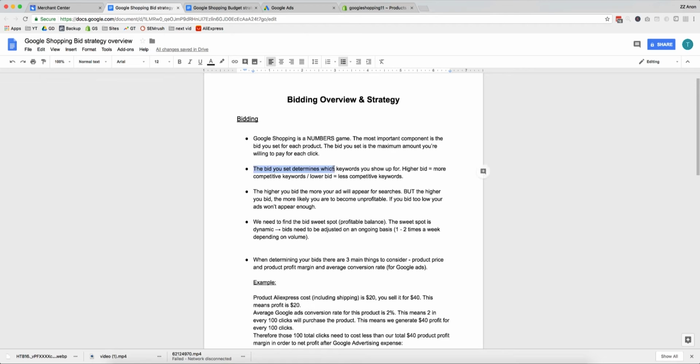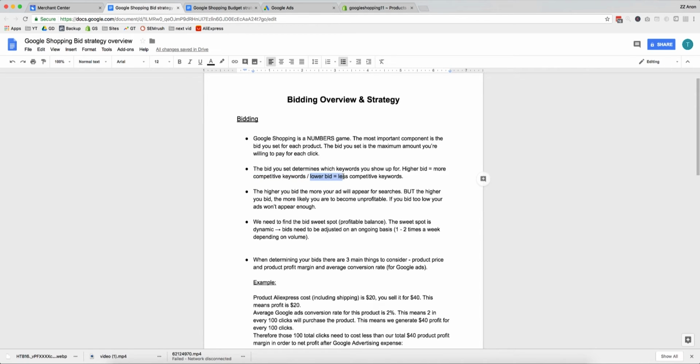The bid that you set determines which keywords you show up for. If you're bidding high on a product, that product will display ads for more competitive keywords. For example, if you're advertising a whiteboard, the most competitive keyword will be something like "buy whiteboard 80 centimeters by 60 centimeters." That's extremely competitive because the prospect knows exactly the size of the whiteboard that he wants to buy. So it's really lower funnel.